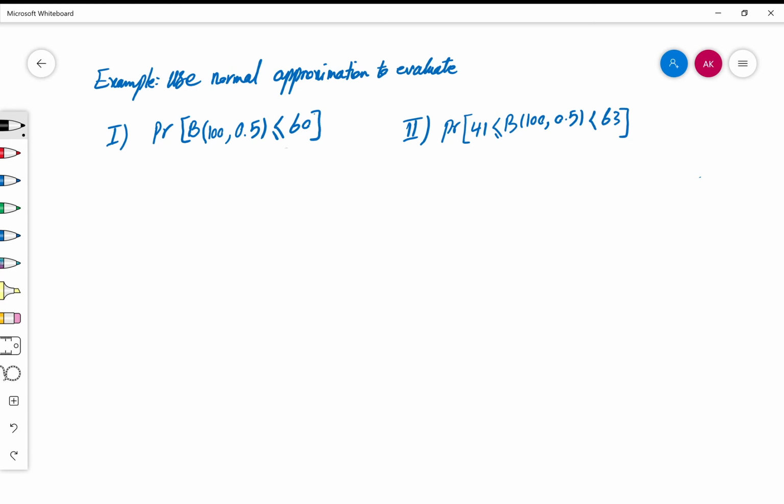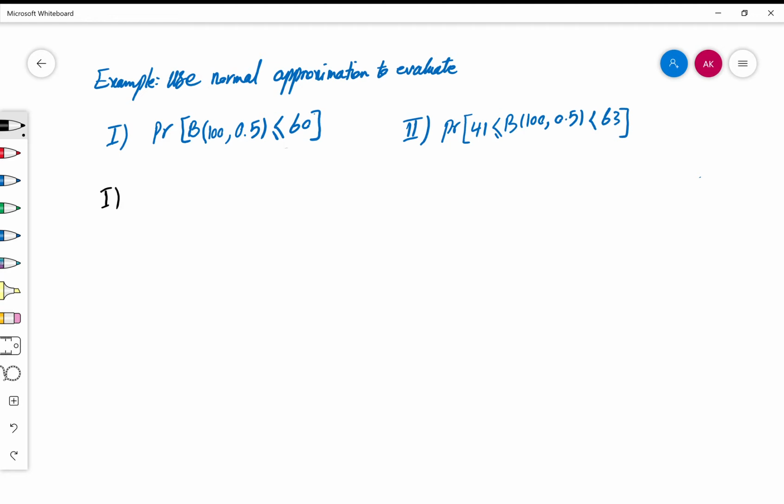Okay, in this video, we will do examples of normal approximation for binomial random variables. I will try to do it step by step such that you see all the steps I explained in another video for approximating a binomial random variable using a normal random variable. Okay, so let's start with the first probability.